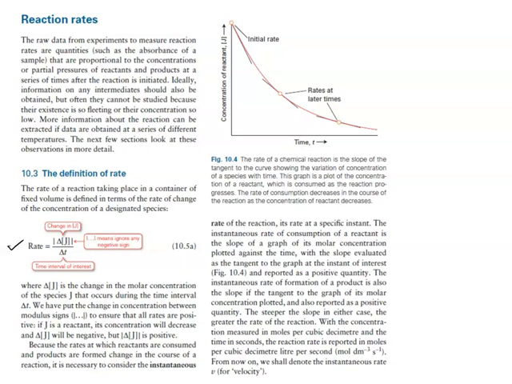The rate of chemical reaction is the slope of the tangent to the curve, showing the variation of concentration of a species with time. The graph is just a plot of the concentration of reactant, which is consumed as the reaction progresses. The rate of consumption decreases in the course of the reaction as the concentration of reactants decreases, making it less probable for them to collide with one another, therefore slowing the rate of reaction.